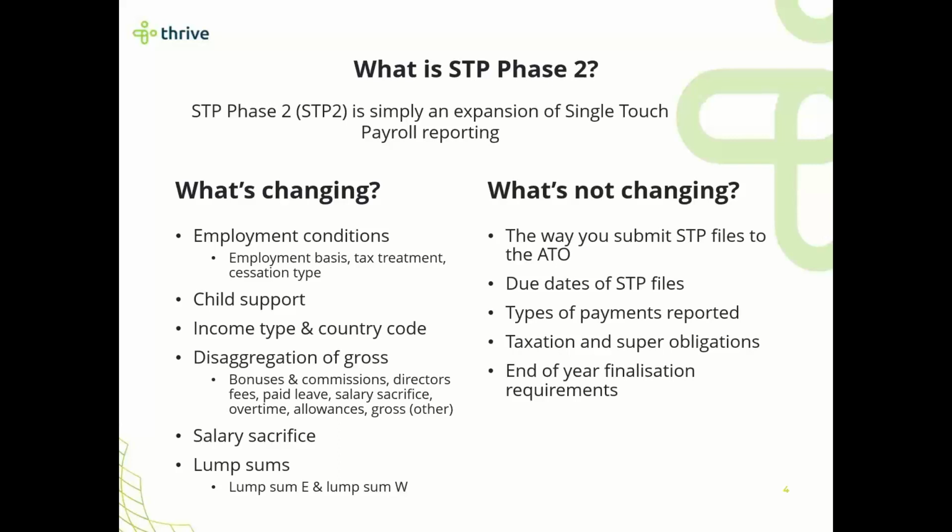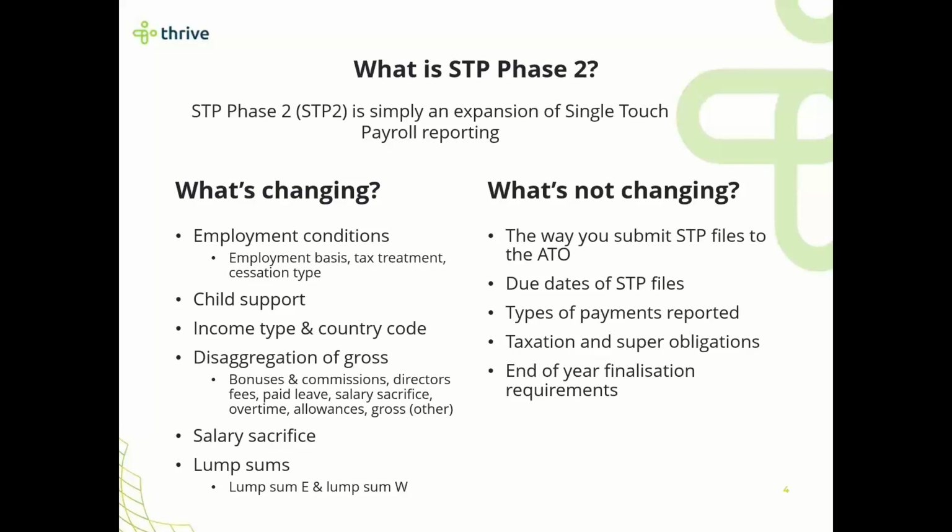Disaggregation of gross is the biggest one that's going to affect our customers. The ATO now wants us to break that gross wages down into all the different classifications. So bonuses and commissions and directors' fees and paid leave, salary sacrifice, overtime, allowances. They want to know it all. So it's no longer just gross wages. We actually need to go through all your list of pays and nominate what type of pay.